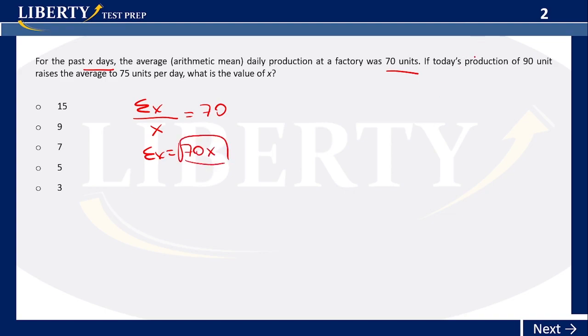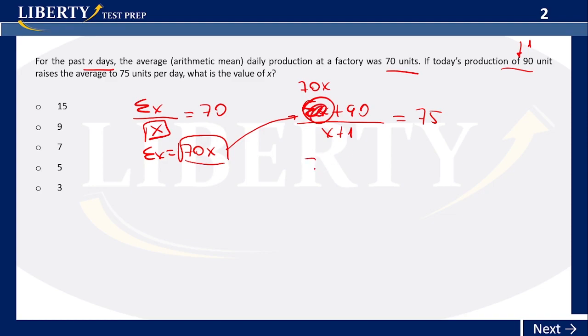Today's production raised the average to 75. So there is one more day. So you have the sum of the first X days plus 90, and on the denominator we have all the number of days, which is X days plus 1 day. So X plus 1 will be equal to 75. Now we can replace this with 70x, so we have all of that in terms of x. At the end we have 70x plus 90 is equal to 75 multiplied by x plus 1.